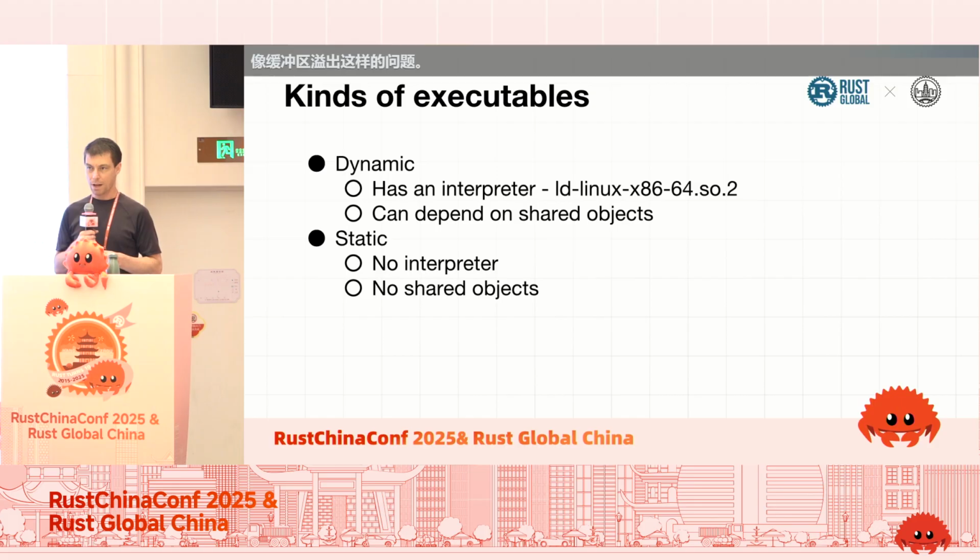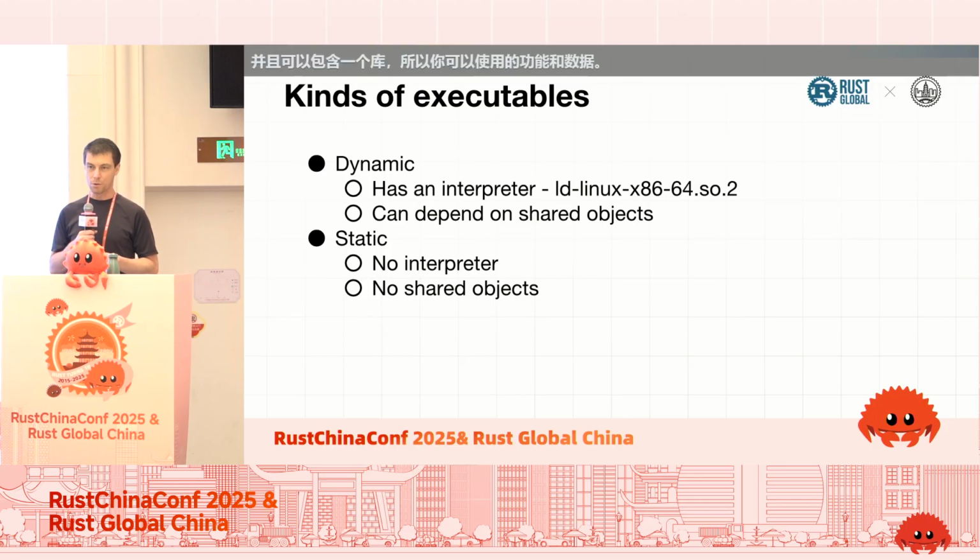The Rust compiler, when it runs, by default, will generate a dynamically linked executable. Dynamically linked executables can depend on shared objects. This is why we dynamically link them. So a shared object is a separate file on disk that is loaded into memory alongside your executable and can contain a library of code, so functions that you can use, data that you can use.